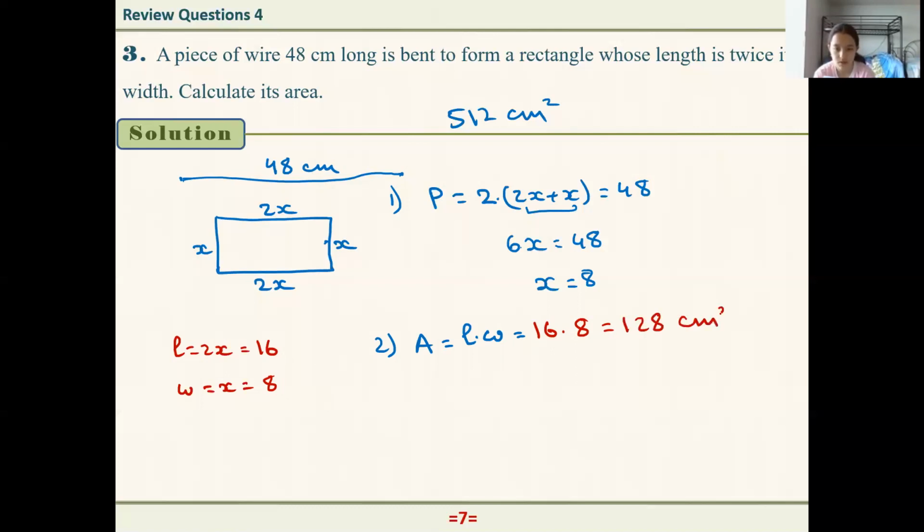128 square centimeters. Oh, because I think I did it wrong because I divided 48 by 3, and then I got 32. Oh, no, I got 16, and then I added 16 more, so it'll be like half of it. So where did you make the mistake? Here?